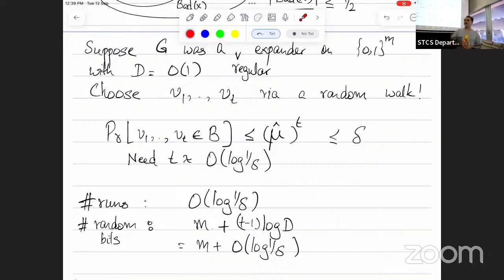Sorry, I have a stupid question. For the bound, we needed the starting thing to be random. Yeah, we needed the starting thing to be random.